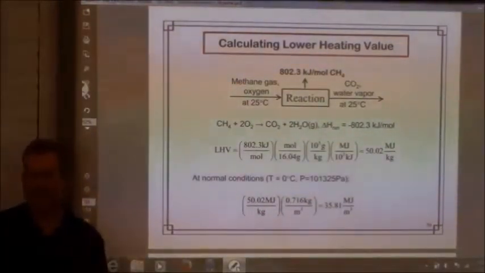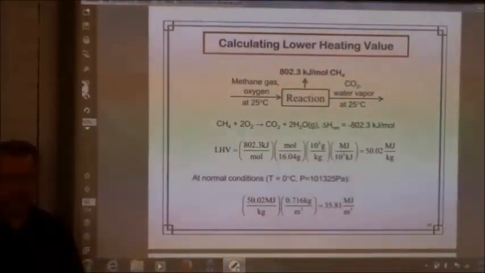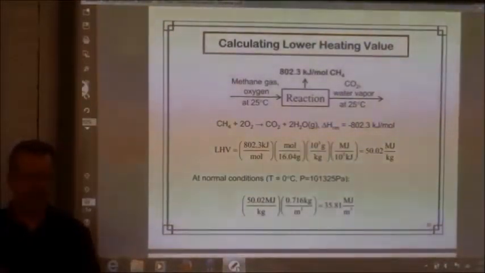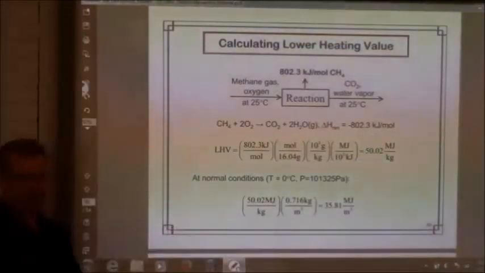And actually, methane is sold by the therm, which is 10 to the 5th BTUs. It's the amount of energy in 100 cubic feet of methane. So methane is actually sold by a volume.